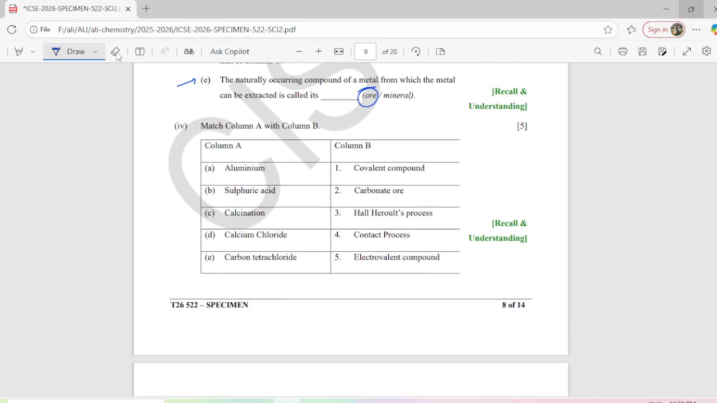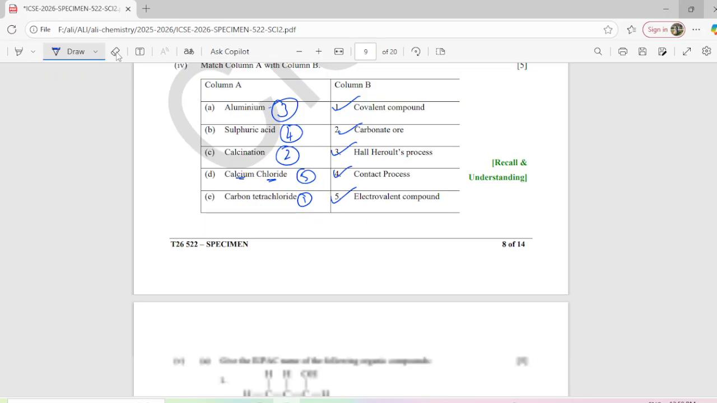Next, match the following. Aluminium. So aluminium is extracted from Hall-Heroult's process. Then sulfuric acid. Sulfuric acid is prepared in contact process. Calcination. Calcination is used for carbonate ores. Calcium chloride. Calcium chloride is an electrovalent compound because it is a compound of metal and non-metal. Carbon tetrachloride, obviously it is a covalent compound, so it's easy.